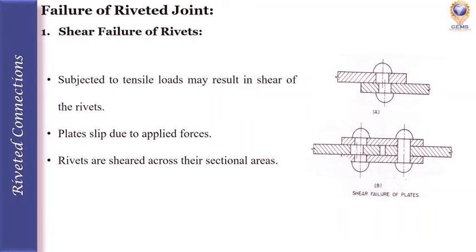So, this is a plate under the tensile load. The rivet failed. It slipped away from its position.